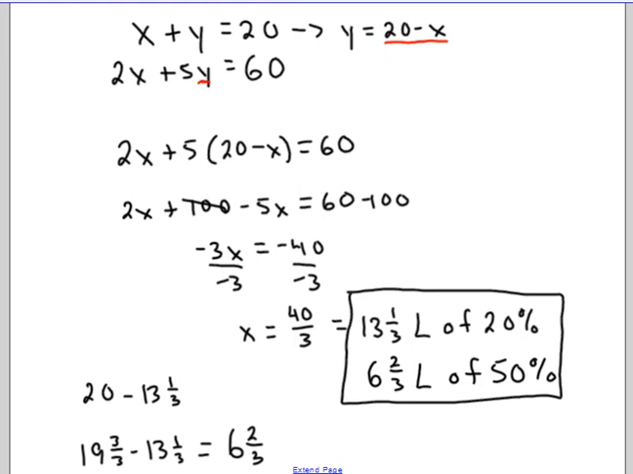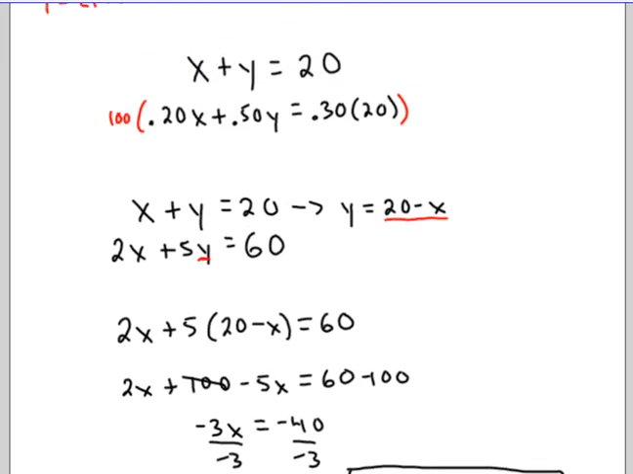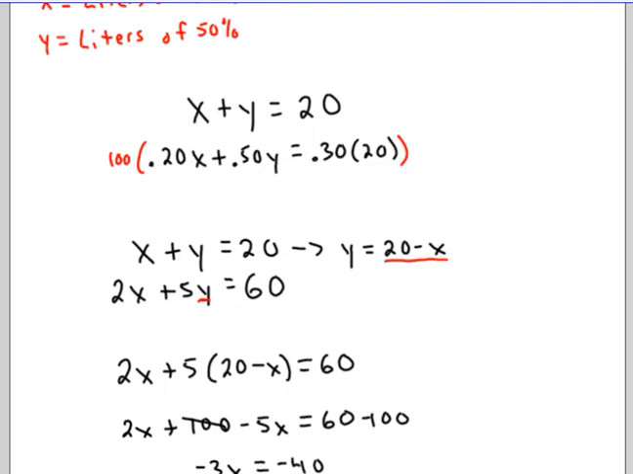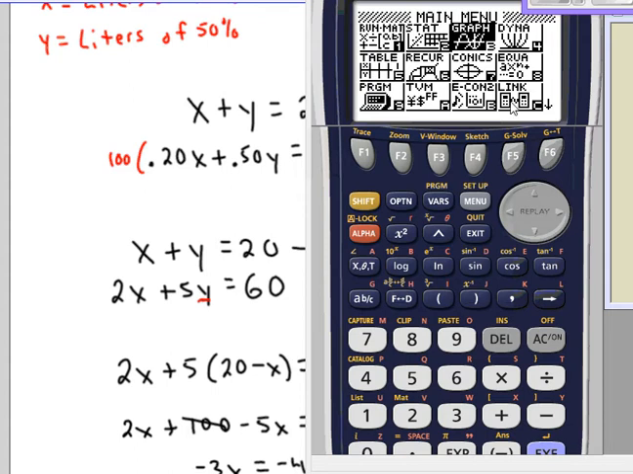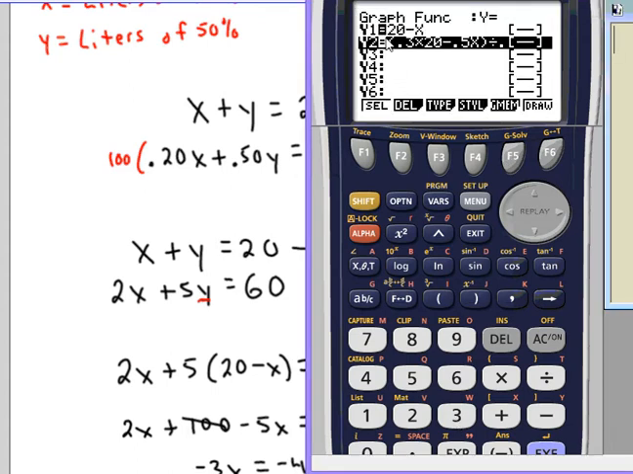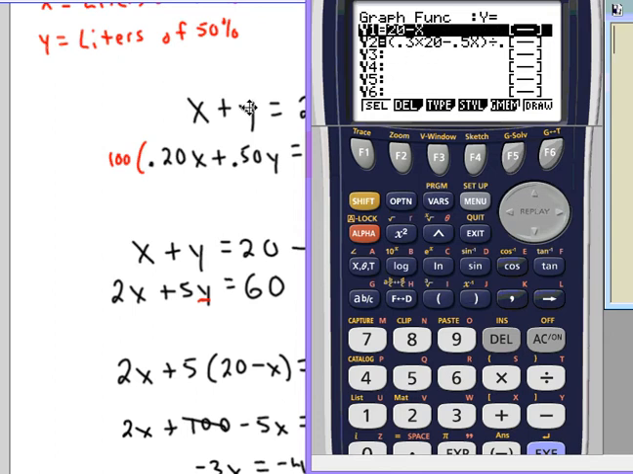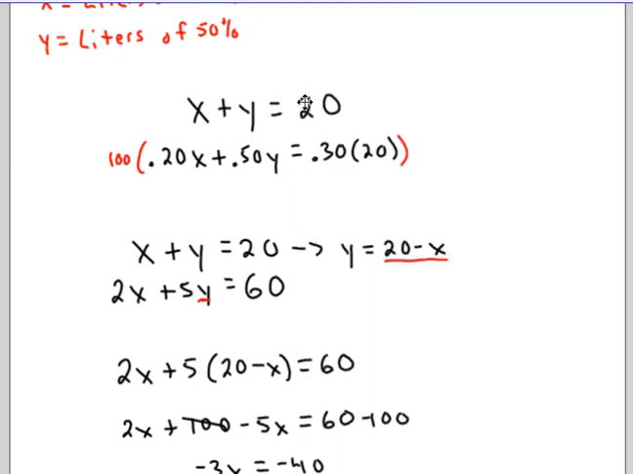Now, you guys, we could have also done this on the calculator, and I think the way I do it on the calculator is by graphing. Let me grab my calculator. All right, so I've got my calculator. I'd go to graph, so I'd hit 3. And then I would type in the y sub 1, I'd put 20 minus x. That's how I'd graph x plus y is 20. I bring the x over, it becomes 20 minus x.